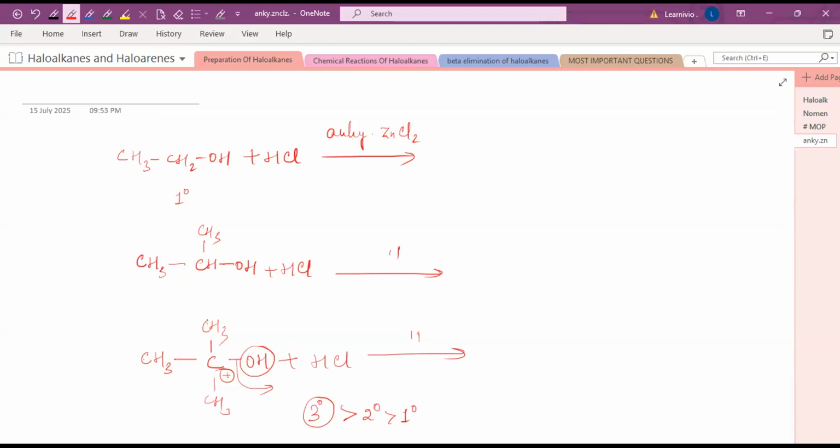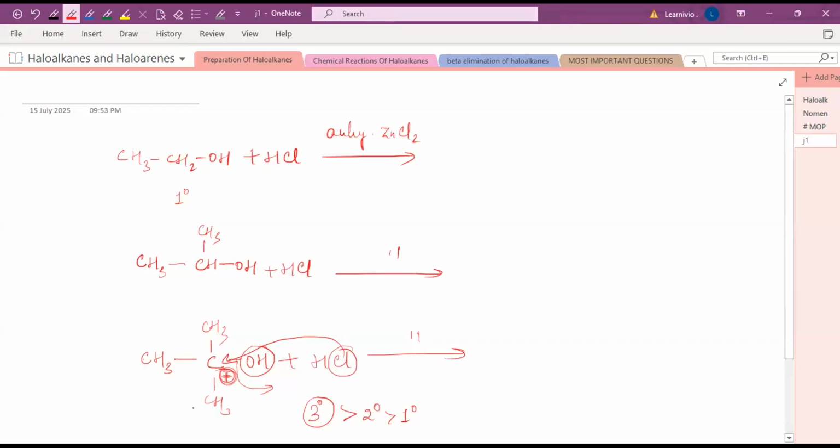So due to the greater stability of this 3 degree carbocation, the reaction is very fast here. Because of the carbocation, the Cl will just attack very fast, because this 3 degree carbocation is very reactive and very stable, right?